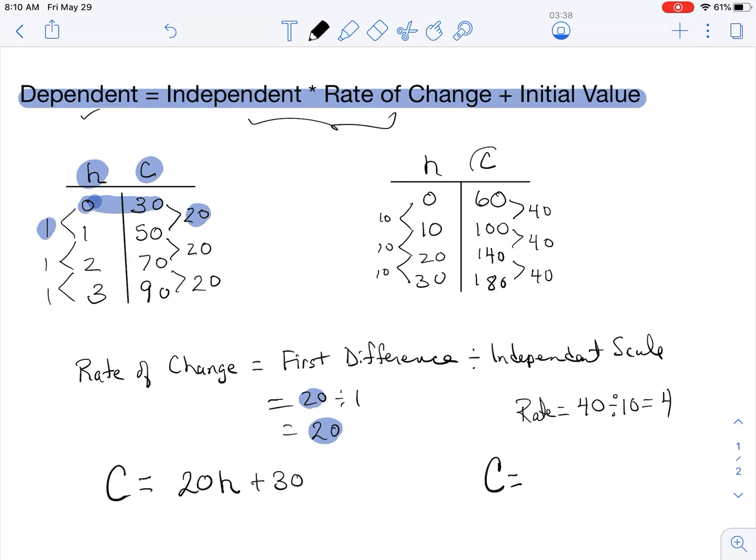So when I create this equation, again, my dependent was cost and my independent was h for hours. So my rate of change is 4 times h plus my initial value. Let's look up here. The initial value is 60 because that is when the independent is 0.